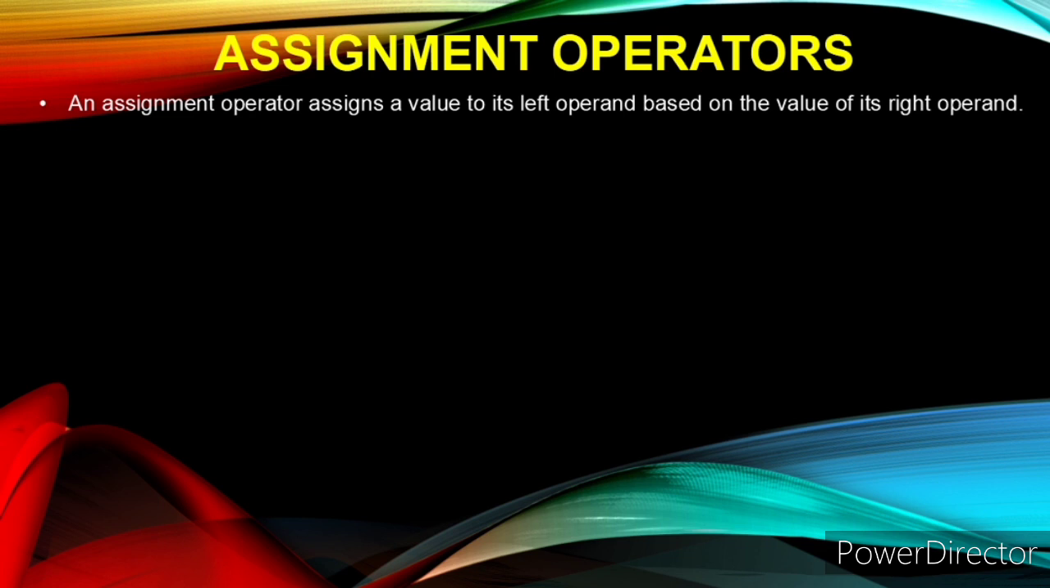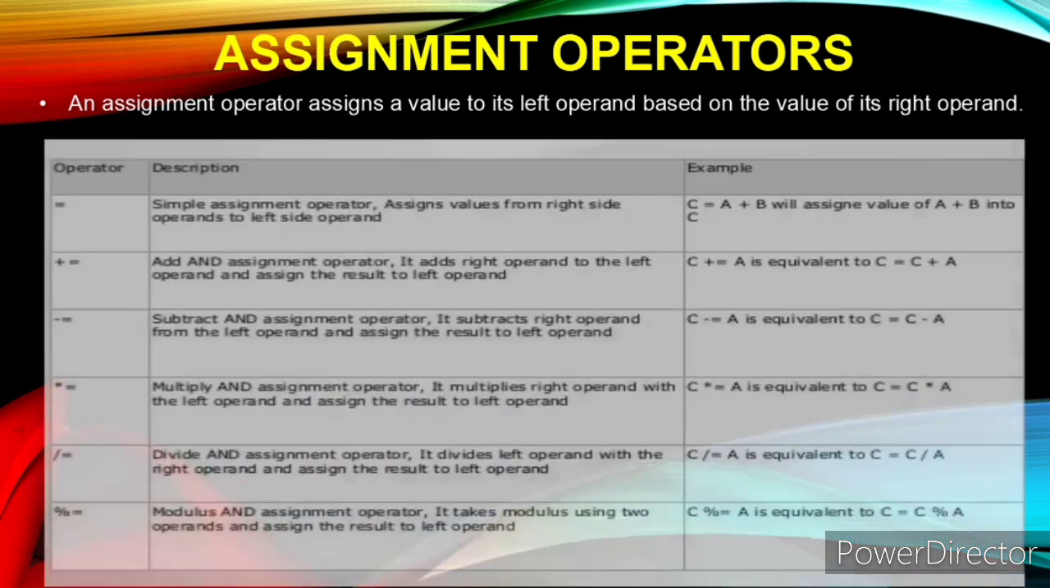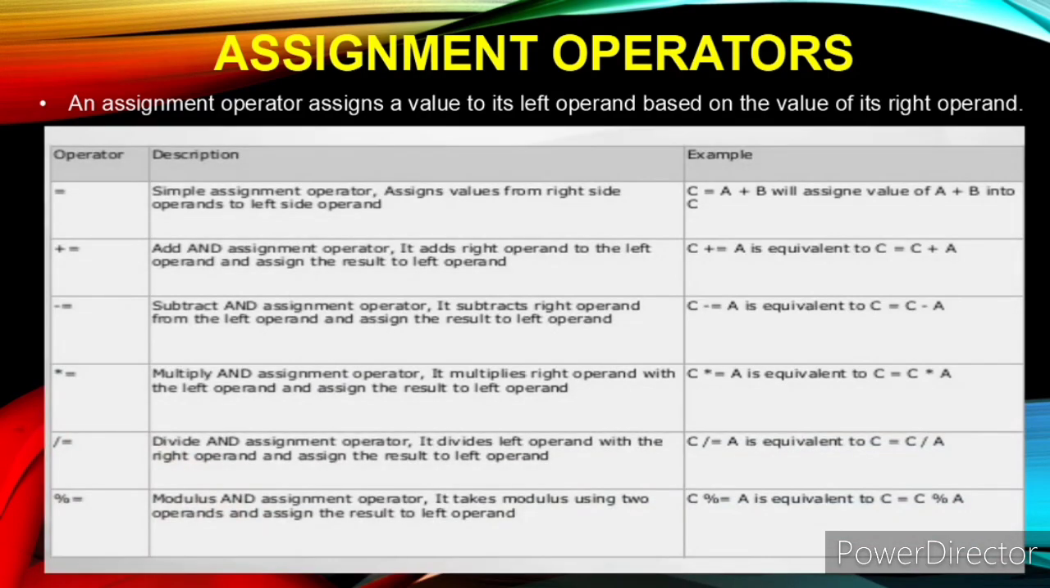Assignment operators. An assignment operator assigns a value to its left operand based on the value of its right operand. The first operand must be a variable, and the basic assignment operator is equal, which assigns the value of its right operand to its left operand. Here are the operator, description, and example.